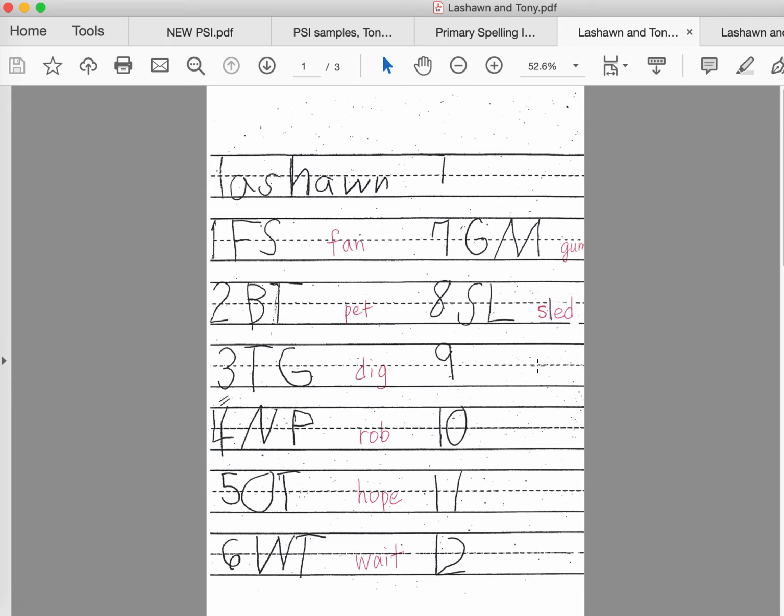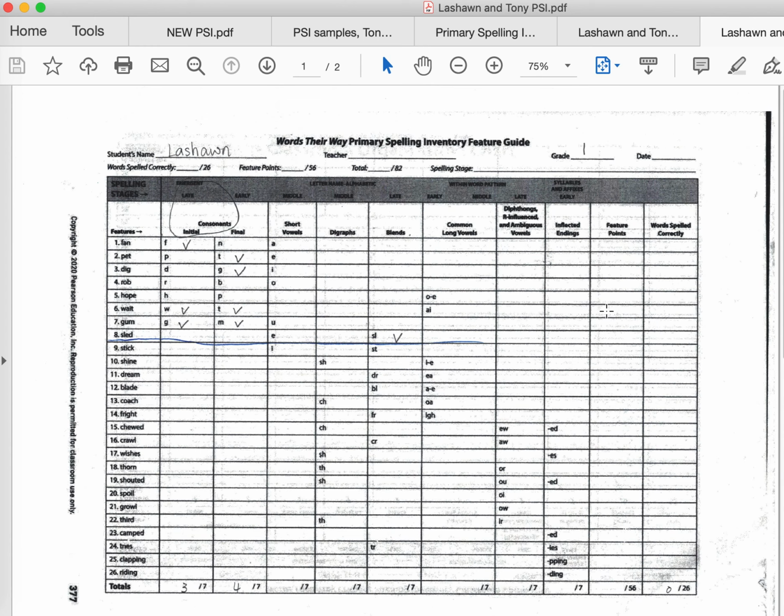So now it's your turn to score the remaining words that Lachon spelled. Pause the video and record his spellings on the feature guide. After you're finished, restart the video to see how the teacher recorded. Now, let's look at the teacher's completed feature guide for LeShang and compare it to yours.